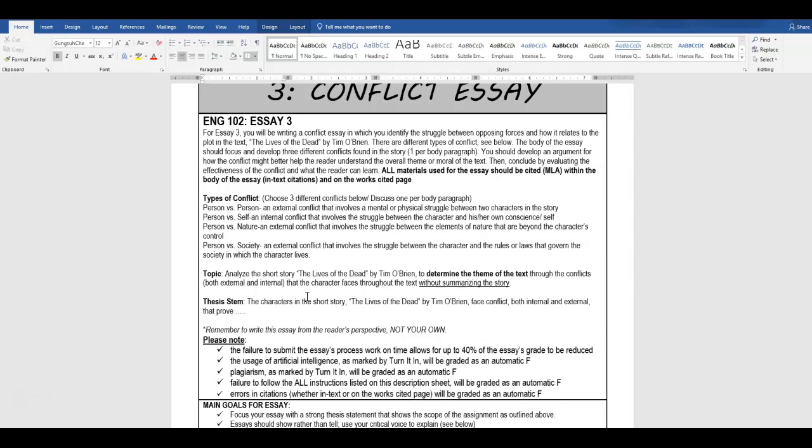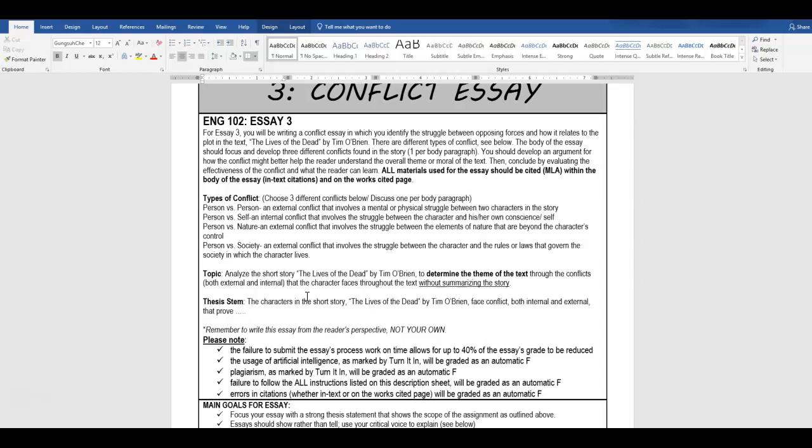Person versus nature is an external conflict that involves the struggle between the elements of nature that are beyond the character's control. Anything that has to do with weather, that has to do with animals. So if the character is camping and a huge bear comes along, that's definitely a conflict for the person that is beyond their control. Also, some feelings can be person versus nature in the sense that hunger is an element of nature that is obviously beyond your own control.